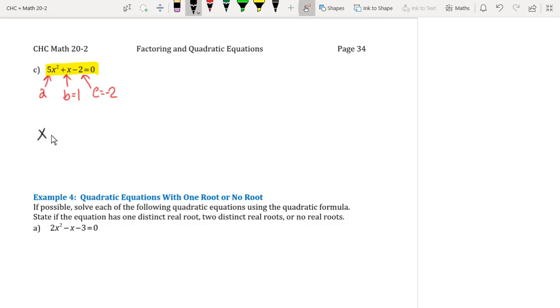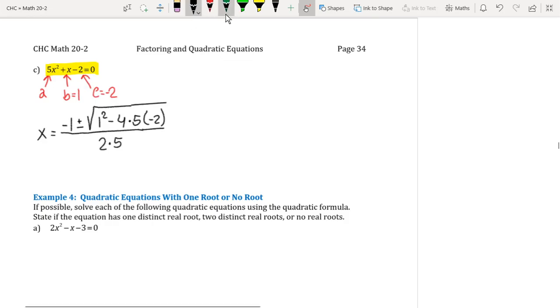So it's going to be x equals, and then we have -b. So b is 1, but when we plug it in, it becomes -1 plus minus. Then b again, but this time we don't switch the sign, so b is positive. We square it, minus 4 times a times c. A is 5, times 5, times c, which is -2. And then in the denominator, it's going to be 2 times a. A is 5, so 2 times 5.